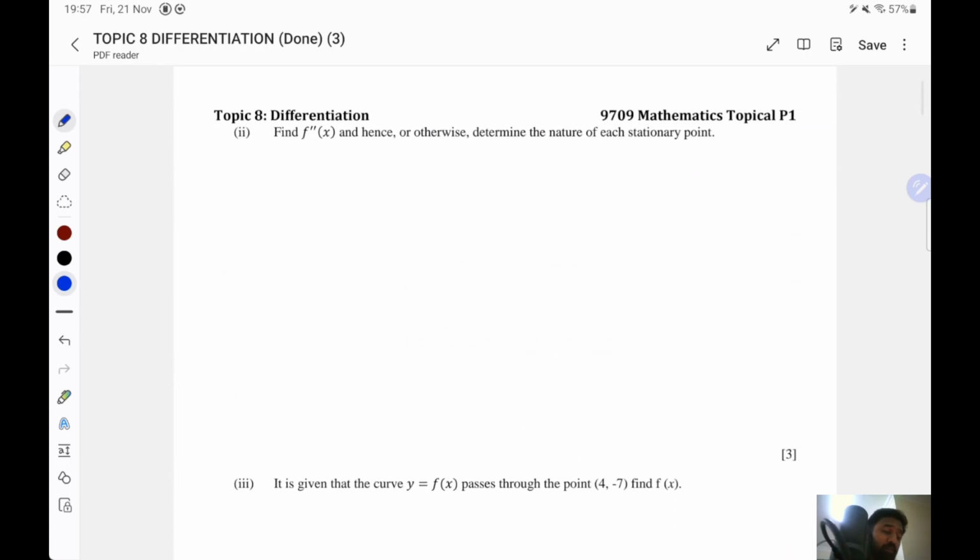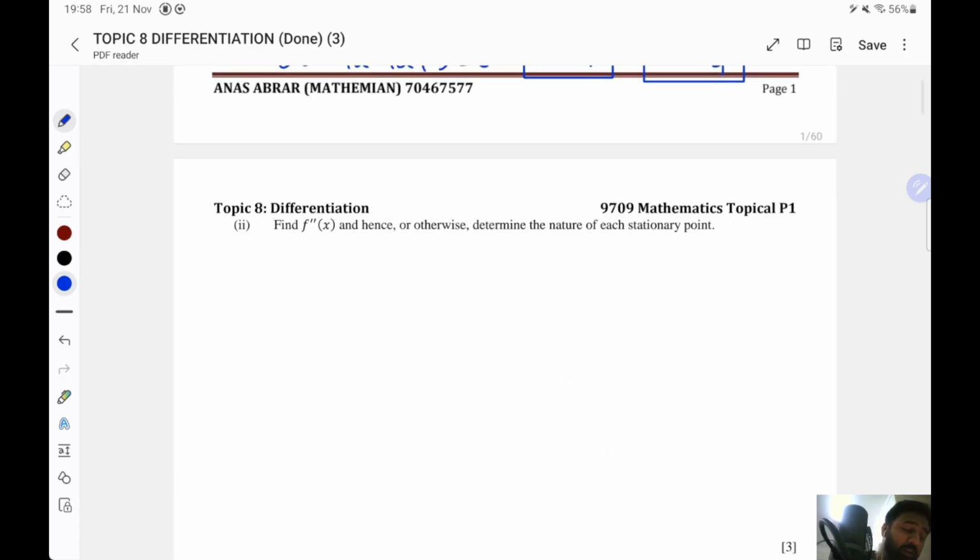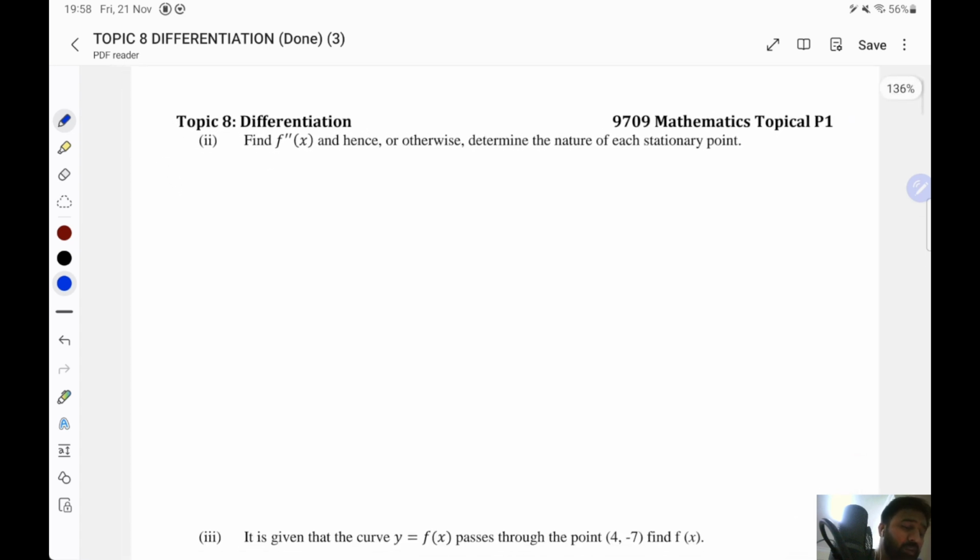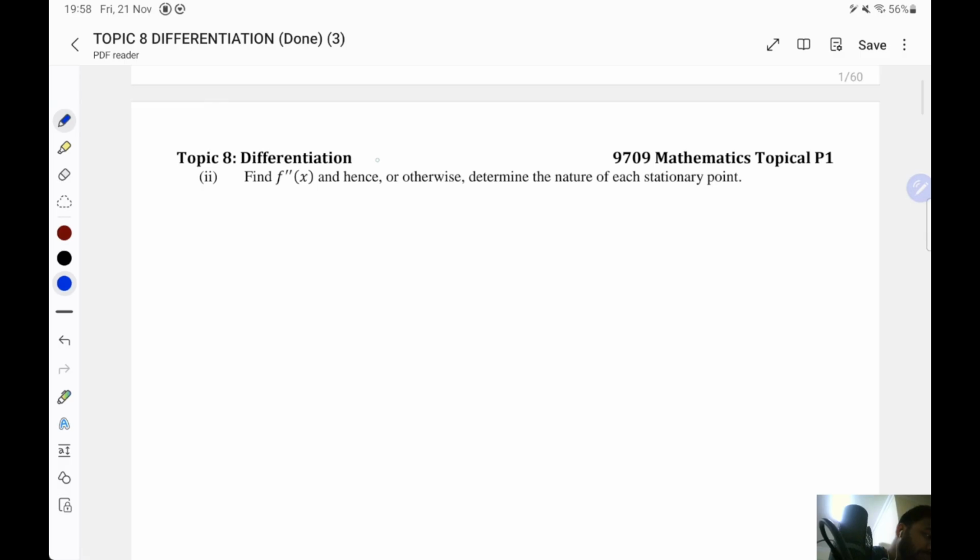Okay, let's move forward. Find f double dash of x, and hence or otherwise determine the nature of each stationary point. Since we need the nature of the stationary point, it means that either the stationary point is the maximum or it is the minimum. So simple, we already know the values of the stationary point. One value of x at the stationary point, let me write it here, is 9, and the other value is 1 over 9.